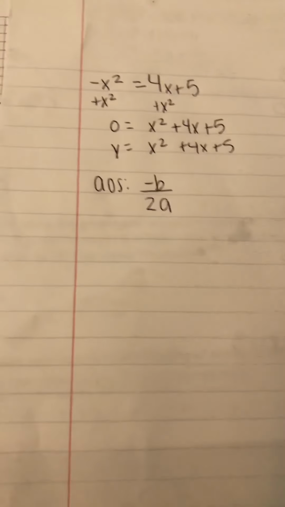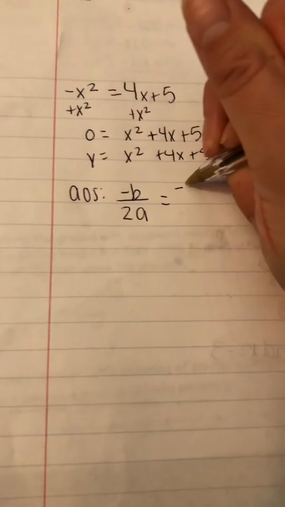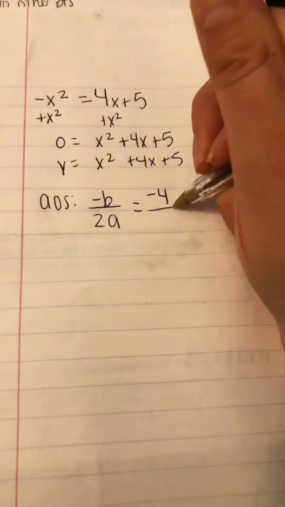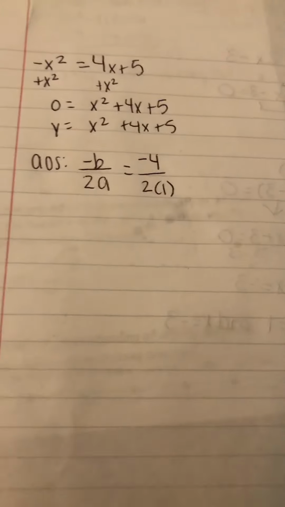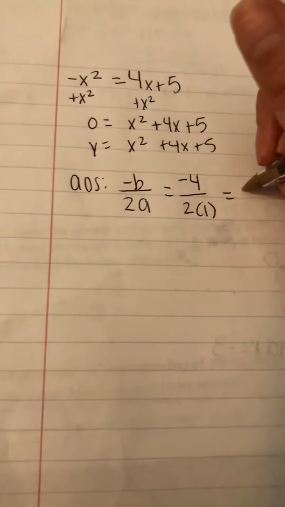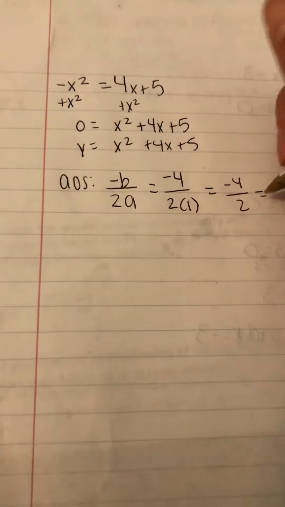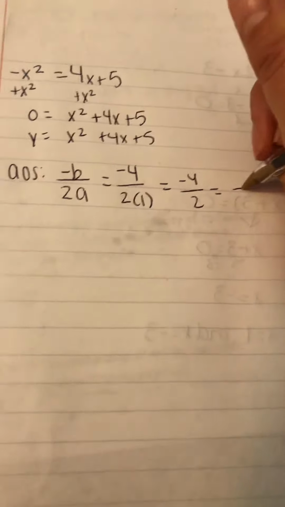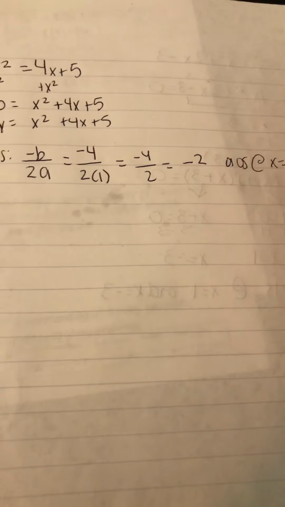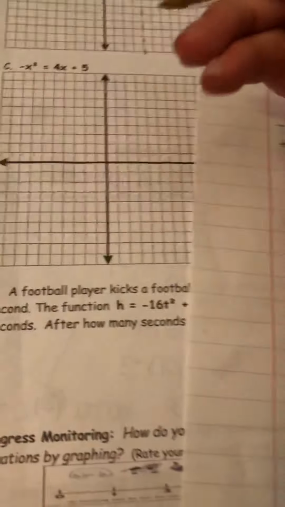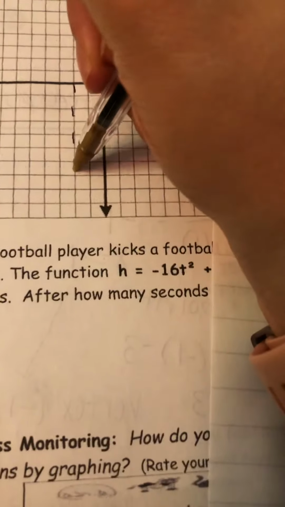All right, now I need to find my axis of symmetry. So negative b over 2a. 4 is my b, so it's negative 4, and then all over 2 times a. 2 times 1 is 2. Negative 4 divided by 2 is negative 2. So my axis of symmetry is that x equals negative 2. So I'm going to draw that in.